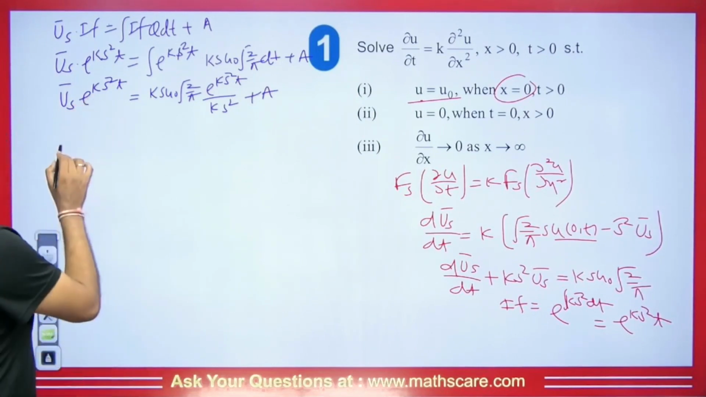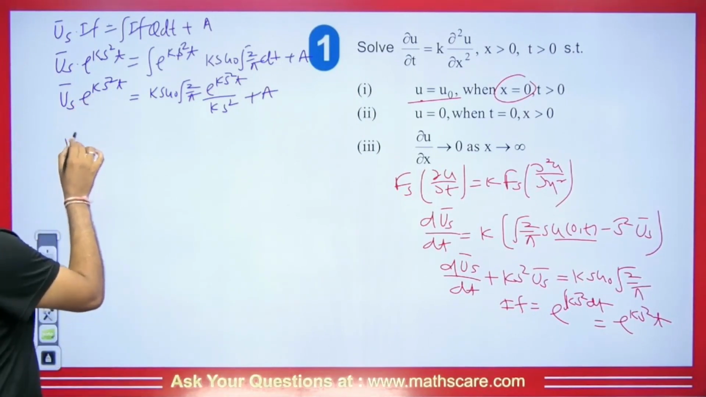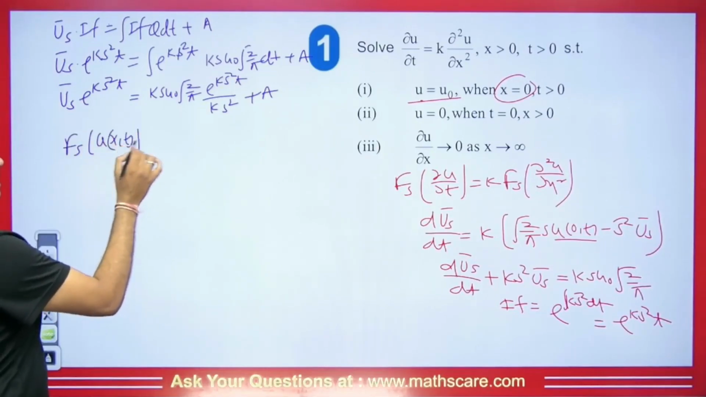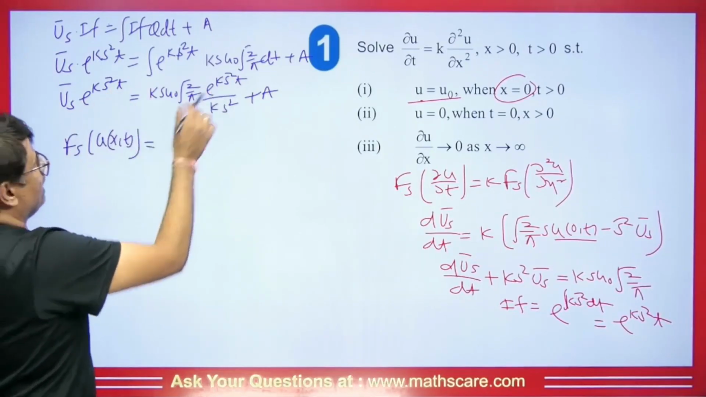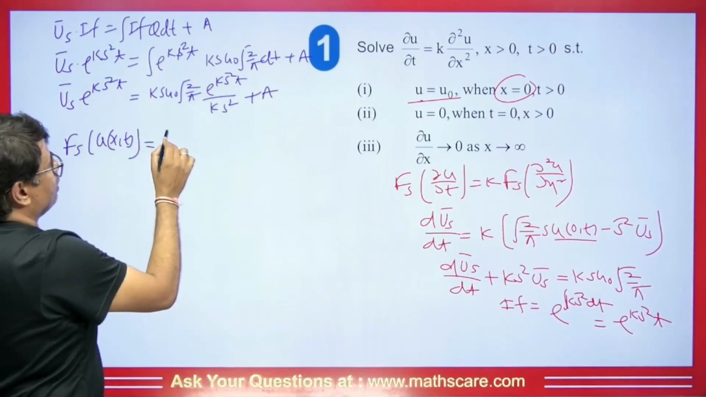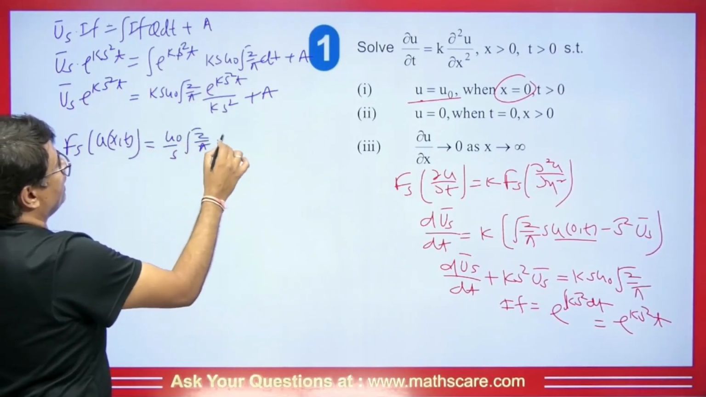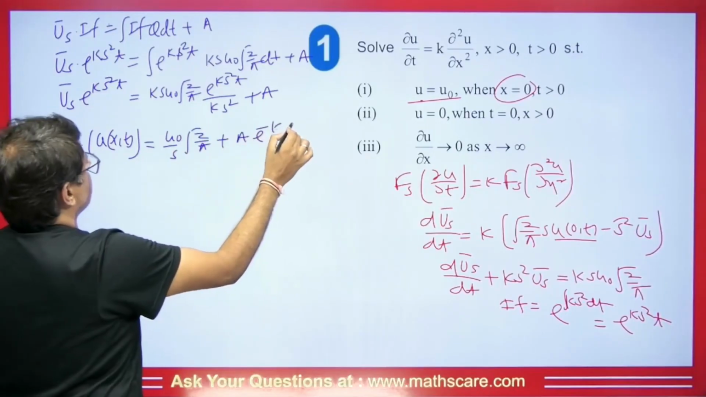We will divide this. So students, here we will get Fourier Sine Transform and we write it as u(x,t), clear? This is what we get. We will divide this. So this will cancel out. And here k is cancelled out by k, so it will be u0 by s. And here we get the value as root 2 divided by pi plus a e to the power of minus k s square t.